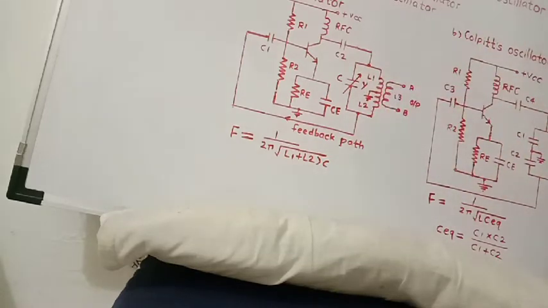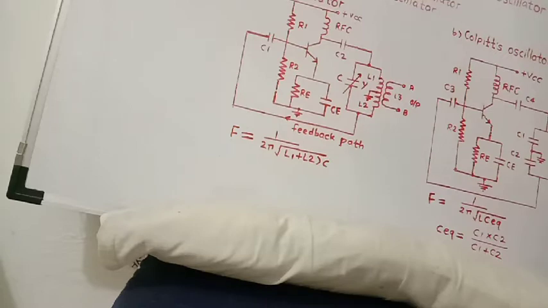Then RFC means a radio frequency coil, or choke. It is also called an RF choke, or a radio frequency coil with a large reactance. Its inductive reactance is very large, and it prevents, or opposes, RF current from reaching the DC source that supplies the collector.